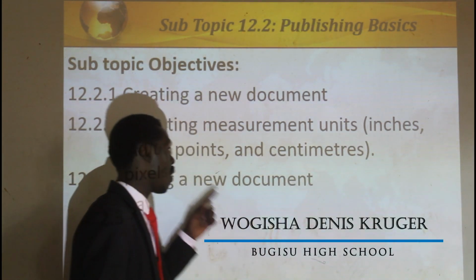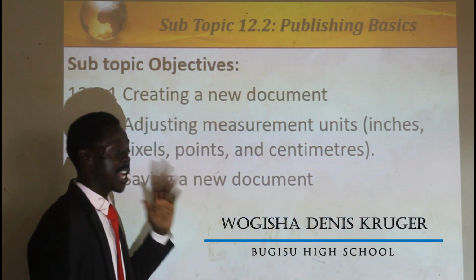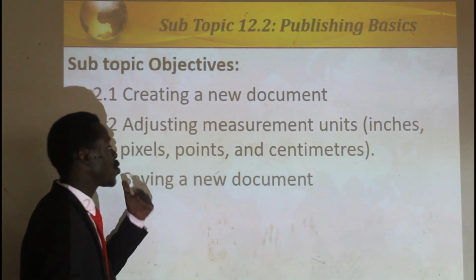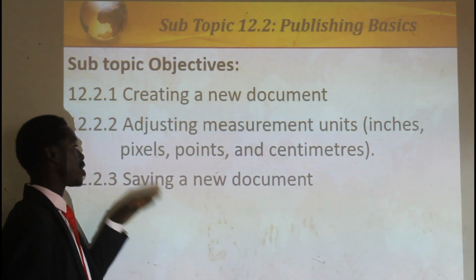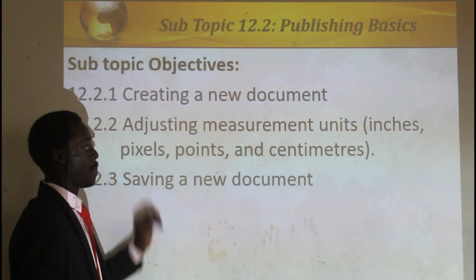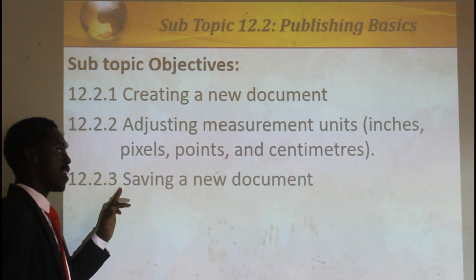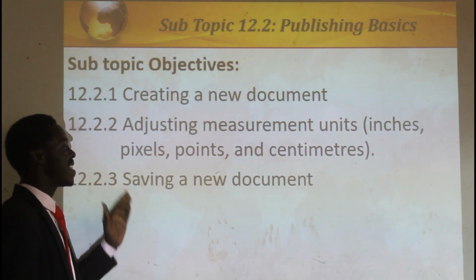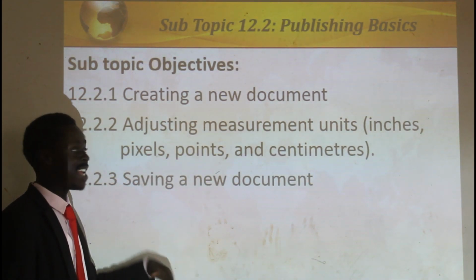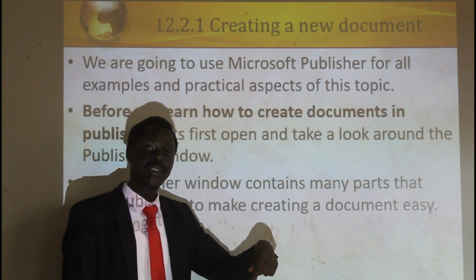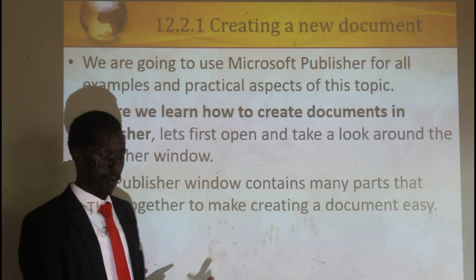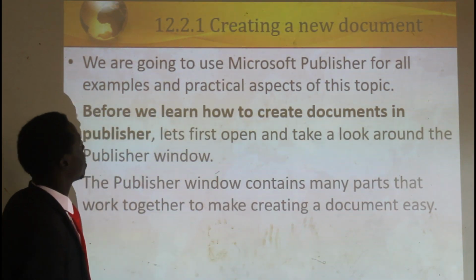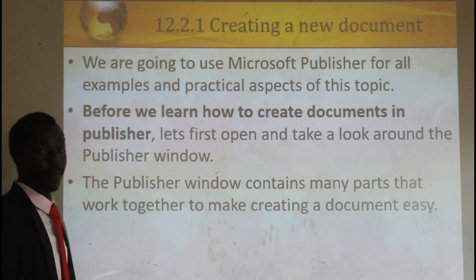So we shall go ahead to discuss how to take those measurements and how to switch between measurements: inches, pixels, points, centimeters, and so on. And then at last, I'm going to round up this lesson with saving a new document. I will conclude beginning with an invitation card or a business card. So, getting started with Microsoft Publisher.